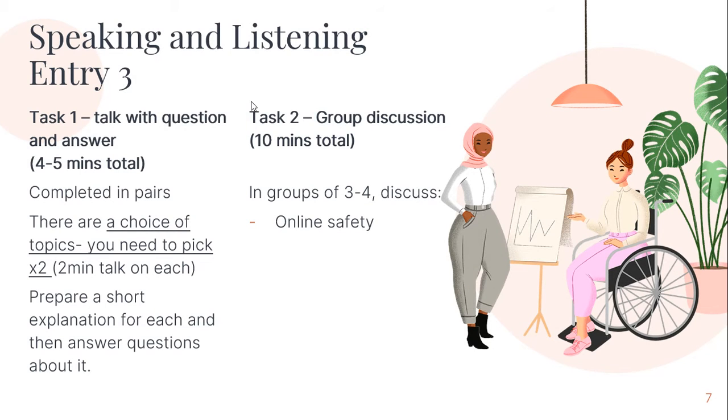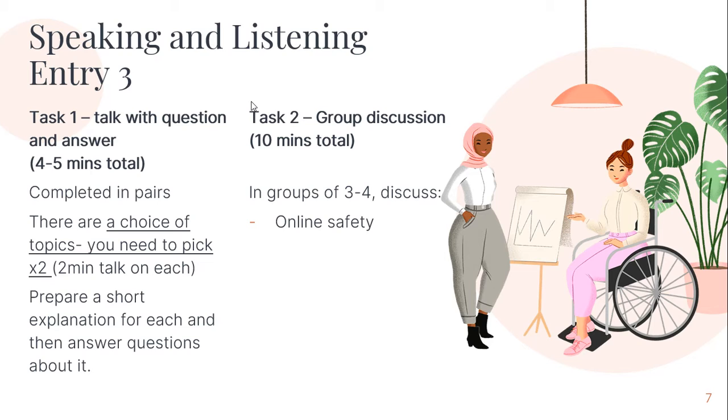At entry level 3, again, there are 2 tasks. The first task is a talk, and this will comprise 2 topics. So instead of giving you one topic that you've got to talk about for 4 to 5 minutes, you can talk about 2 smaller topics in that time. So 1 to 2 minutes per topic, and it's entirely up to you what you would like to talk about for those talks. But I have got some suggestions for you in a minute if you are stuck.